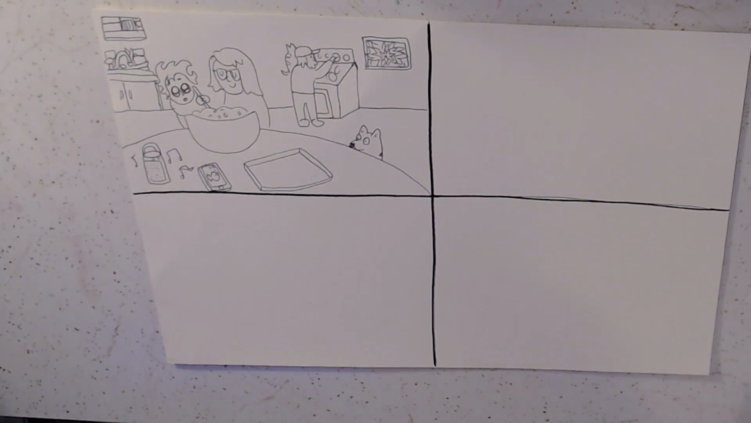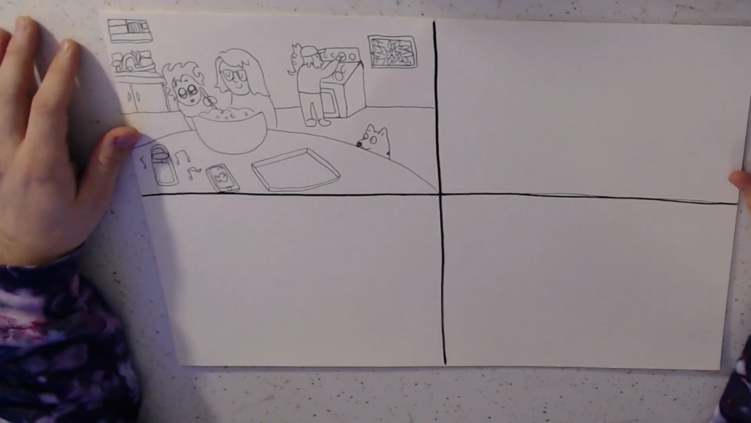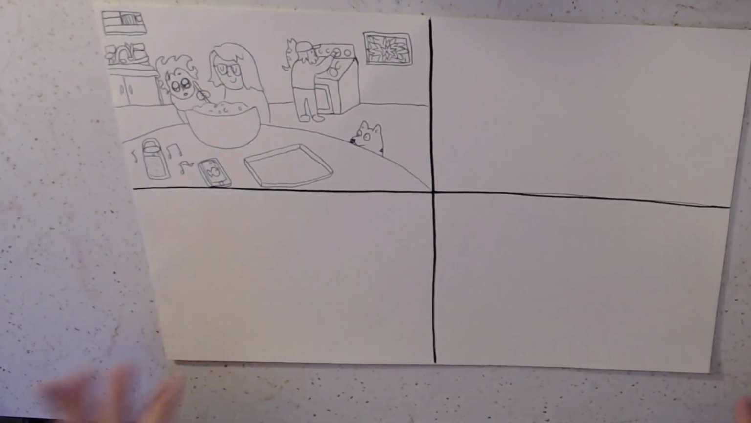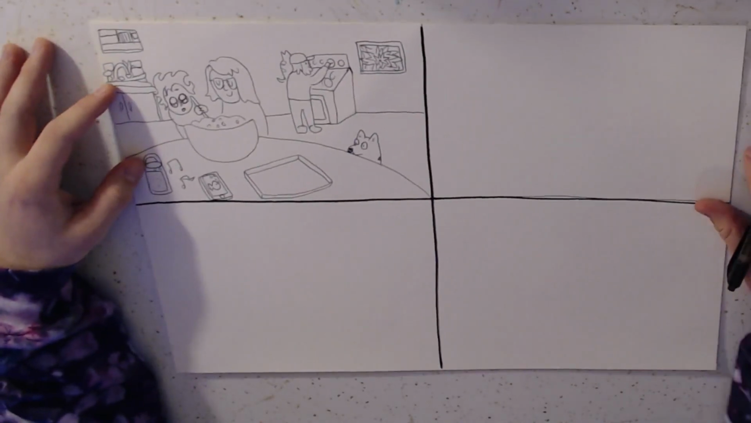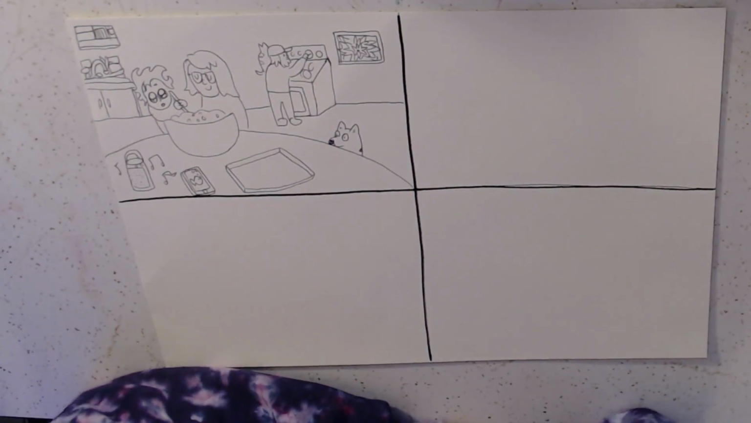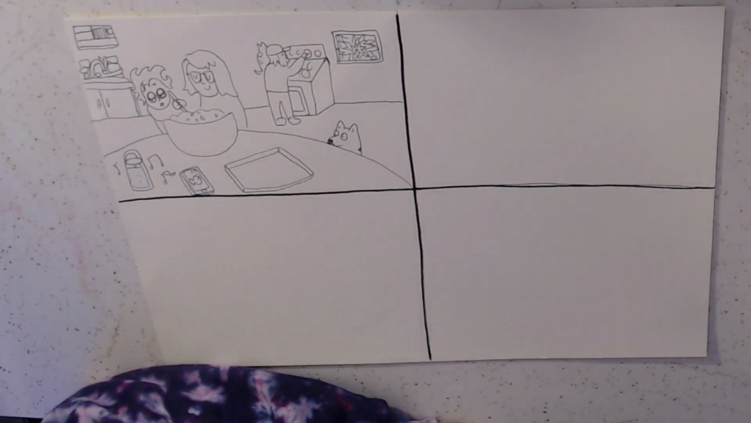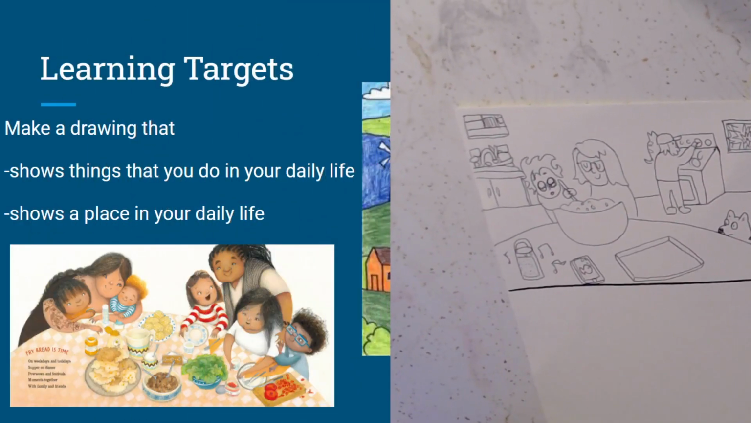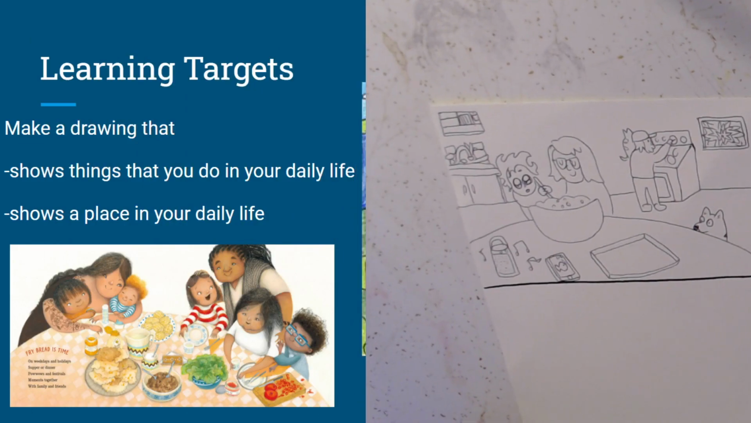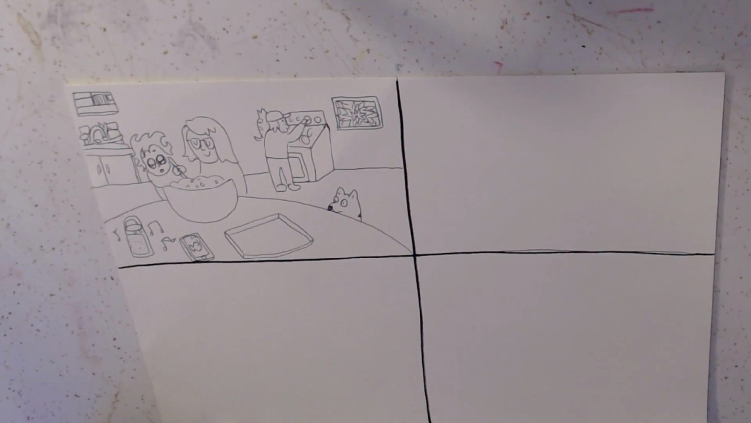But hey, on the other hand, maybe you do have some extra time. Maybe you want to make 6. Maybe you want to make a whole book about your life. Go for it, okay? If you want to do that, go for it. So I'm going to work on my second scene. It's going to have, let's look back at our learning targets. Things that I do in my daily life and a place in my daily life, right?